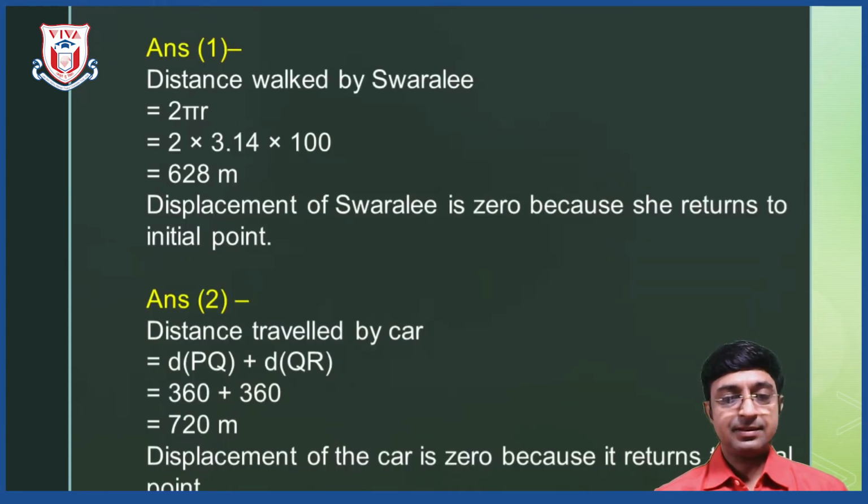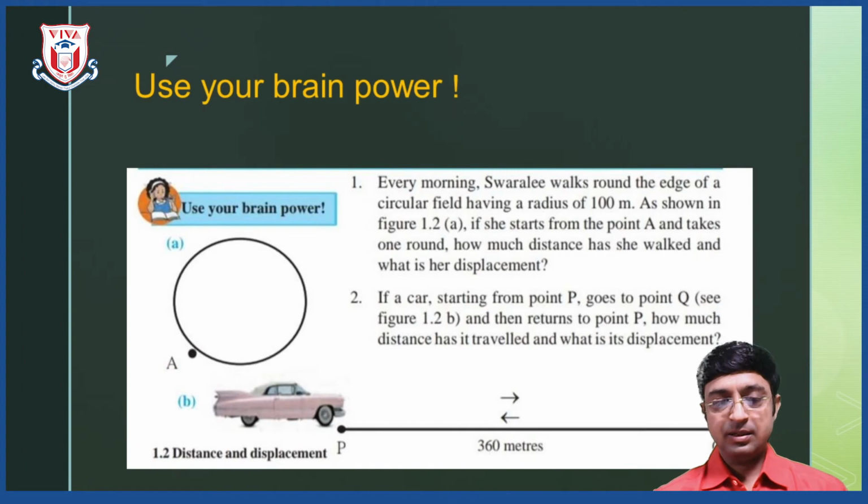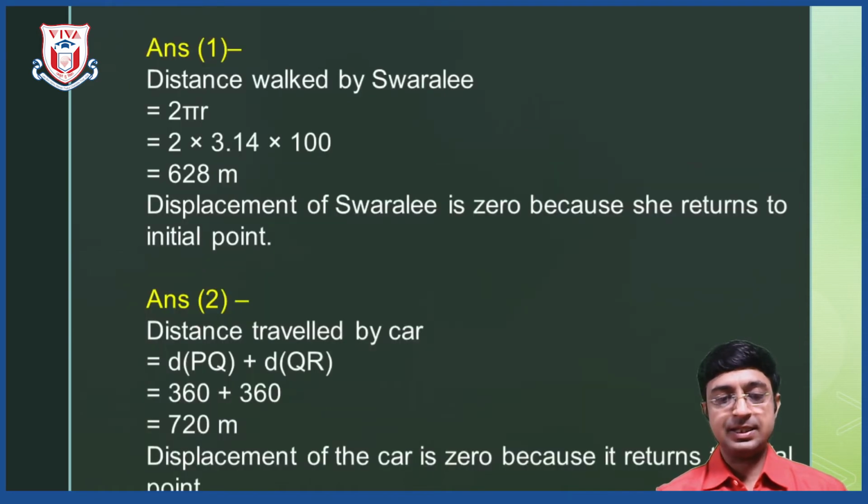Second answer. Distance traveled by car. So distance between PQ plus distance between QP. Check here. Start the car from point P to Q, so distance PQ. And again come back from point Q to P, so distance QP. So 360 plus 360, answer is 720 meter distance traveled by car. But in case of displacement, the displacement of the car is 0 because it returns to the initial point. No difference between the initial and finishing point. That's why displacement is 0 in the case of the car also.